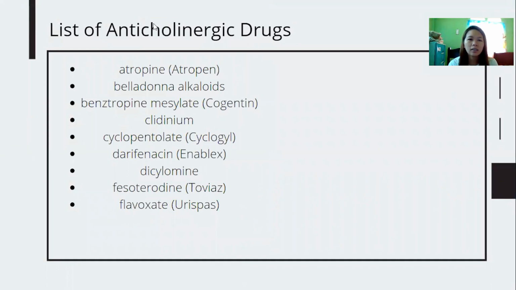List of anticholinergic drugs: atropine, belladonna alkaloids, benztropine mesylate, clidinium, cyclopentolate, darifenacin, dicyclomine, fesoterodine, flavoxate.